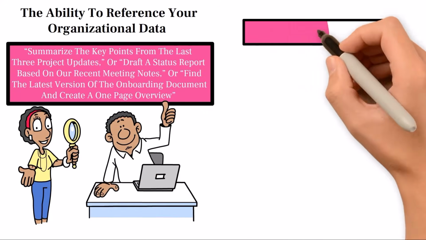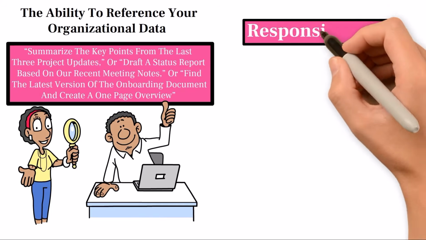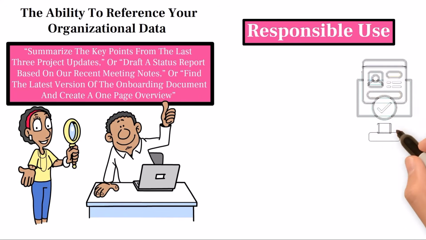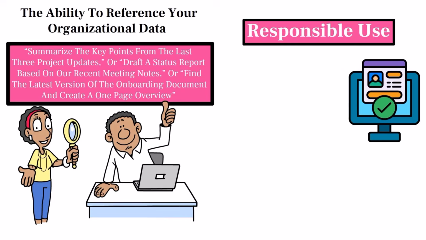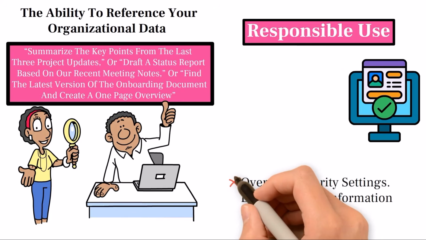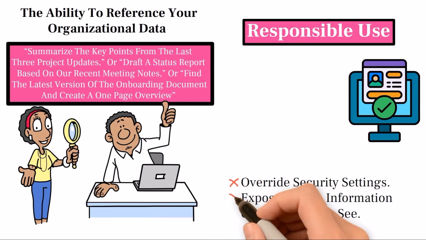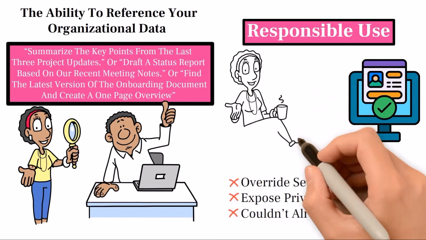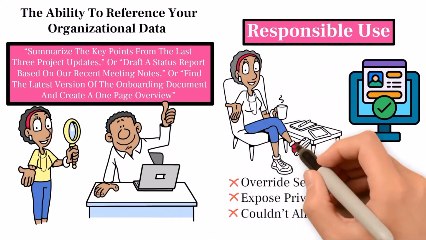Now, let's talk about responsible use, because this is essential. Copilot only has access to the content you already have permission to view. It doesn't override security settings. It doesn't expose private information. It doesn't give you access to anything you couldn't already see. It simply helps you work with the information you already have.